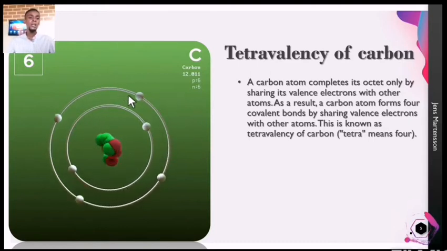Now, in the valence shell, there are 4 valence electrons. It means in the outermost shell, there are 4 electrons. So this means that carbon cannot undergo ionic bonding, because ionic bonding involves the transfer of electrons from one atom. Since there are 4, for carbon to attain the nearest noble gas configuration, it would need to share electrons with other atoms, and so it is called tetravalency.